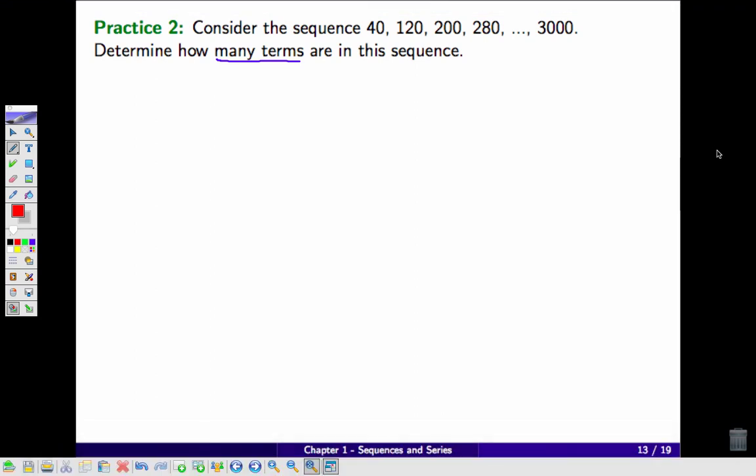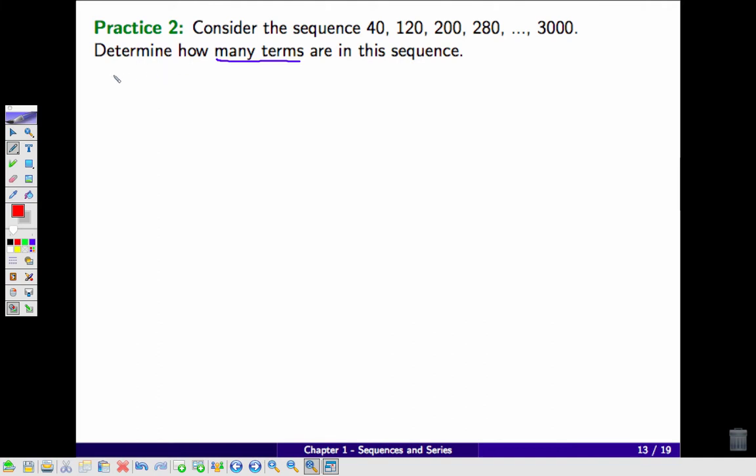Okay, so welcome to Arithmetic Sequences Part 2 here. We're on Practice Problem 2, and here is our sequence that we're working with: 40, 120, 200, and so on, all the way to 3,000. So this time we're actually given the final term.